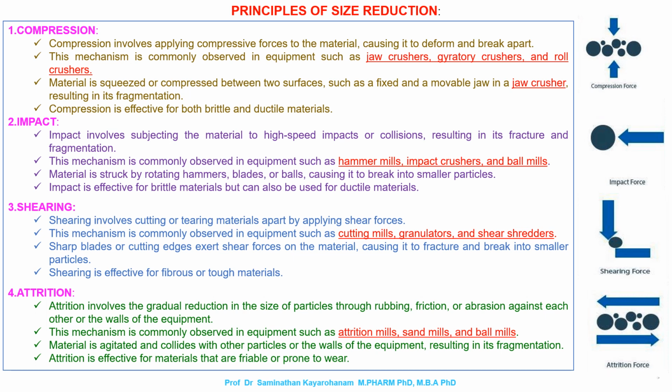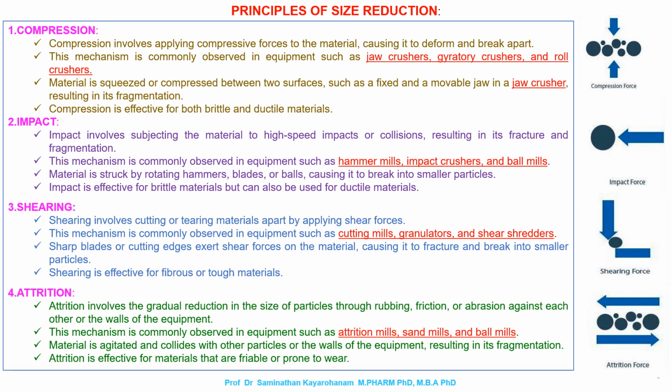2. Impact. Impact involves subjecting the material to high-speed impacts or collisions, resulting in its fracture and fragmentation. This mechanism is commonly observed in equipment such as hammer mills, impact crushers, and ball mills. Material is struck by rotating hammers, blades, or balls, causing it to break into smaller particles. Impact is effective for brittle materials but can also be used for ductile materials.